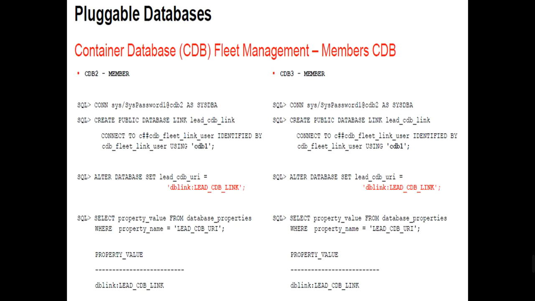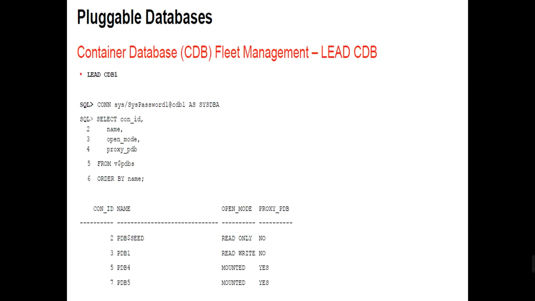So log in as CDB2 and create a public database link, CDB link, with the user that was created, and also alter system set lead_cdb_uri equal to the DB link, the lead CDB link. Select to check whether the property value for the DB link and lead CDB link is working or not. Then the same thing needs to be checked on the CDB member as well. So CDB2 and CDB3 are the lead's members.